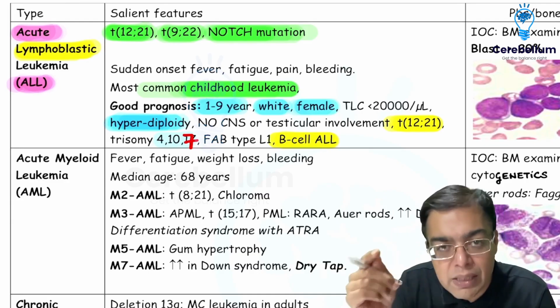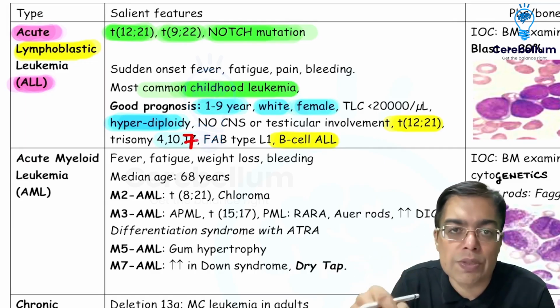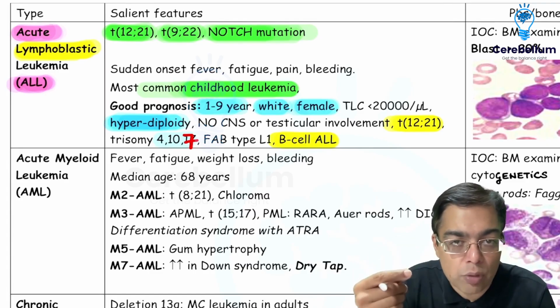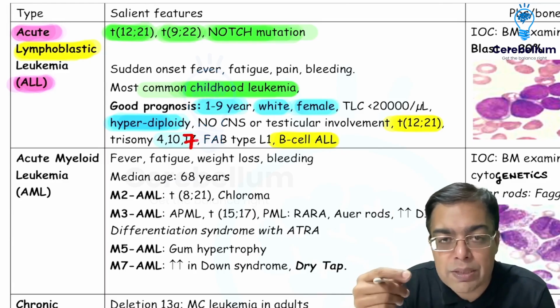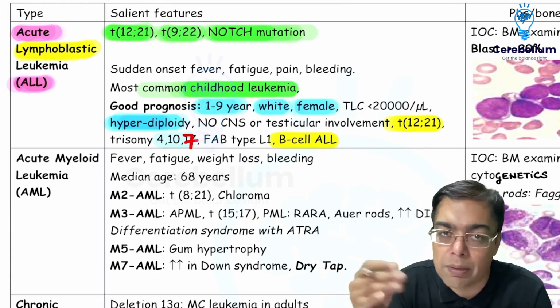So precursor B ALL is the one which is having a better prognosis. Females have better prognosis. Less blast count is having better prognosis. No testicular tissue, no bilateral involvement is having a better prognosis. Having the presence of trisomies 4, 7 and 10 has a better prognosis. Translocation 12, 21 has a better prognosis.